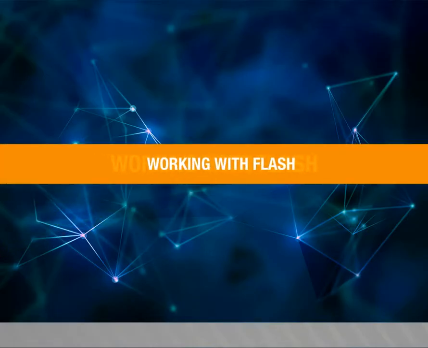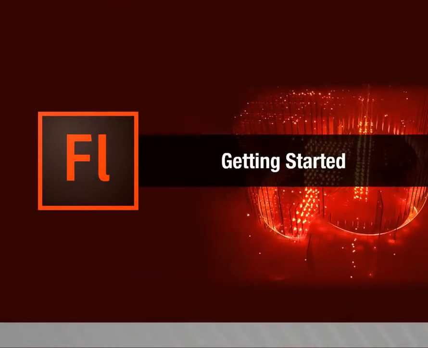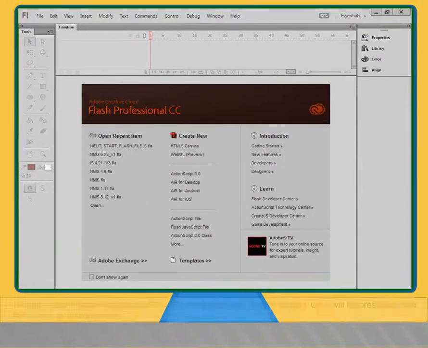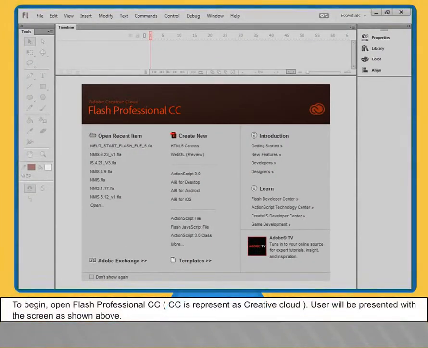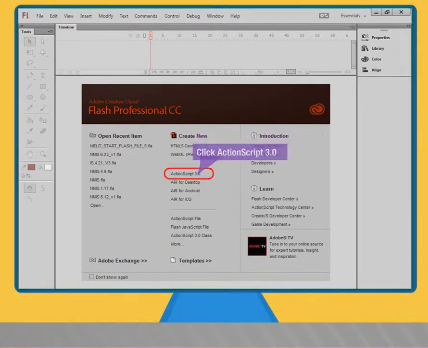Working with Flash. Let us see the process of working with Flash in this video. Getting started. To begin, open Flash Professional CC. CC represents Creative Cloud. User will be presented with the screen as shown above. Click ActionScript 3.0.